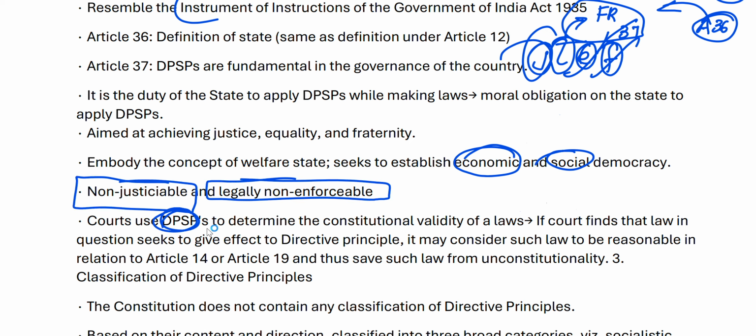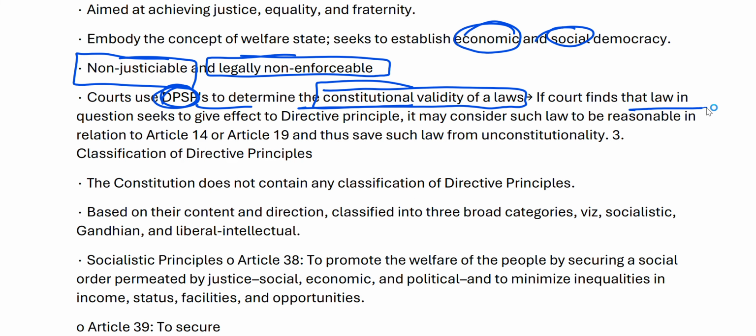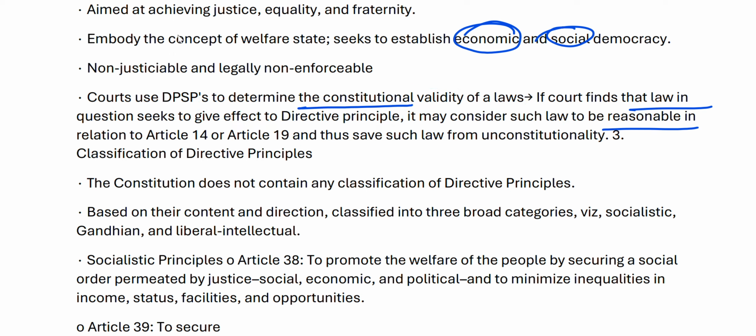The courts use the DPSP to determine the constitutional validity of laws. If the court finds that a law in question seeks to give effect to a DPSP, it may consider the law reasonable in relation to Articles 19 and 14, saving the law from unconstitutionality.